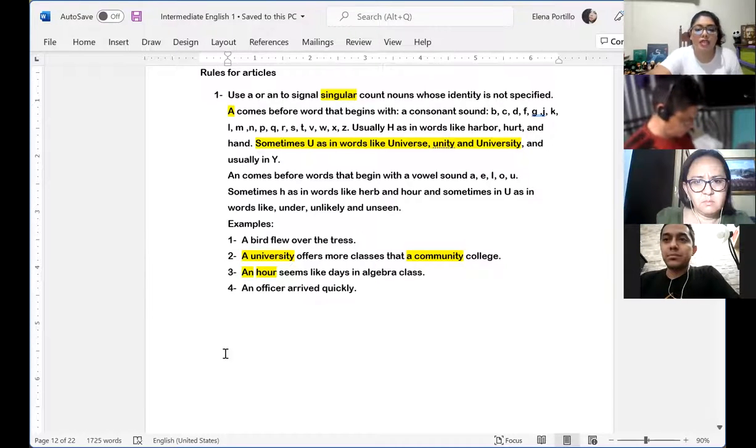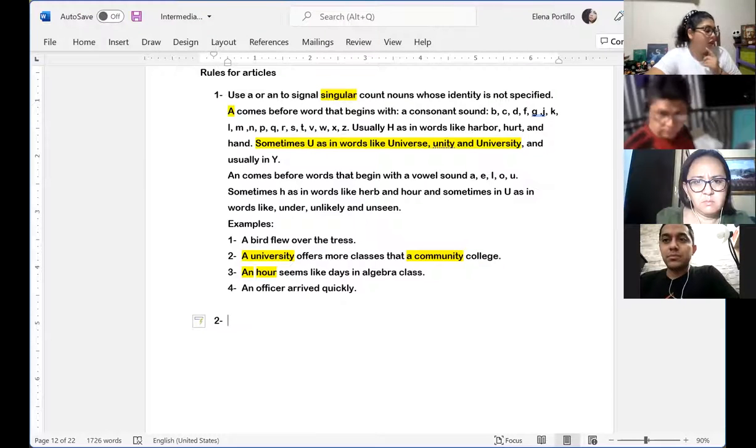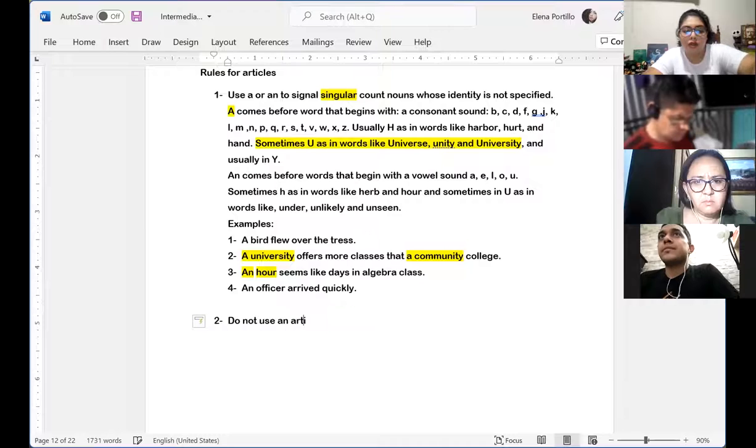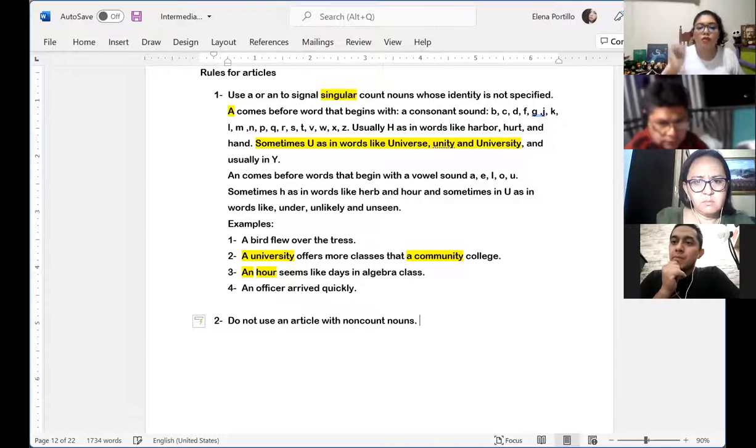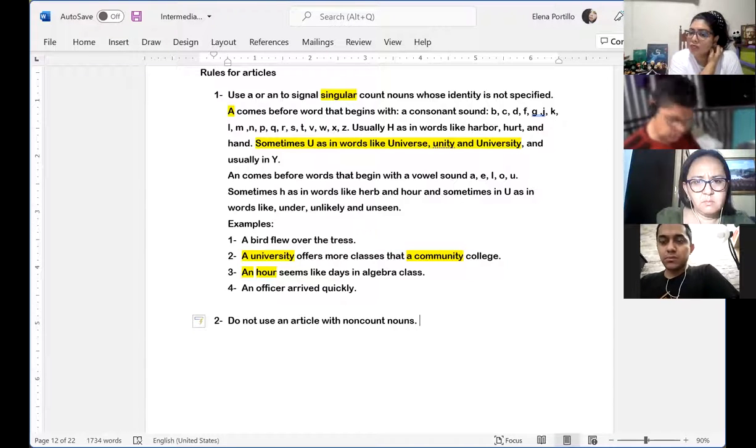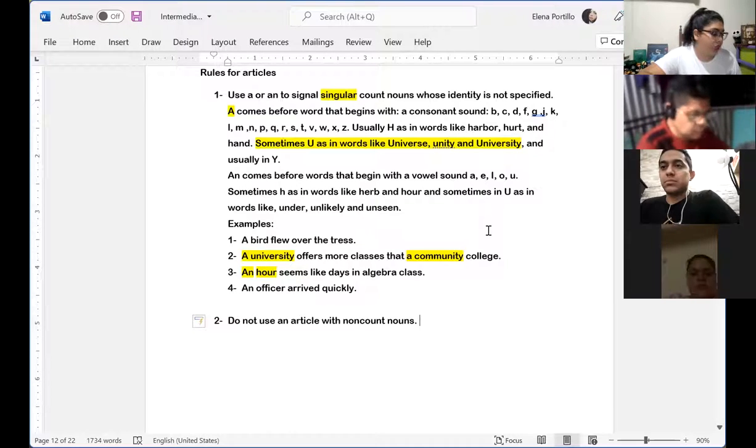Now we are going to talk about the second rule. Number two, it said that do not use an article with non-count nouns. We're not going to use articles when we are using non-count nouns. Estamos hablando en la primera que utilizamos los artículos cuando estamos hablando de lo que son los nombres contables en singular. In this case, we are not going to use the articles. En este caso, no los vamos a utilizar porque estamos hablando de nombres no contables.